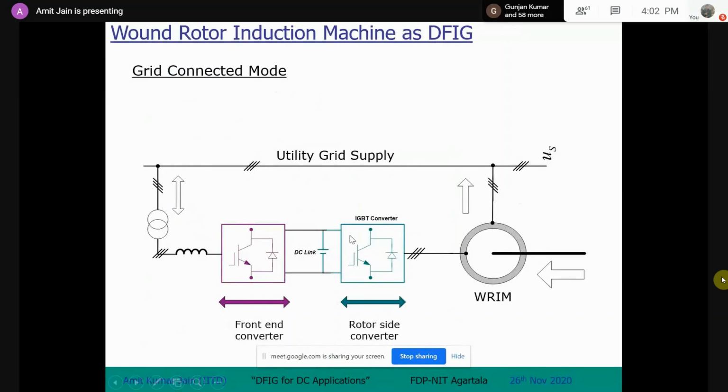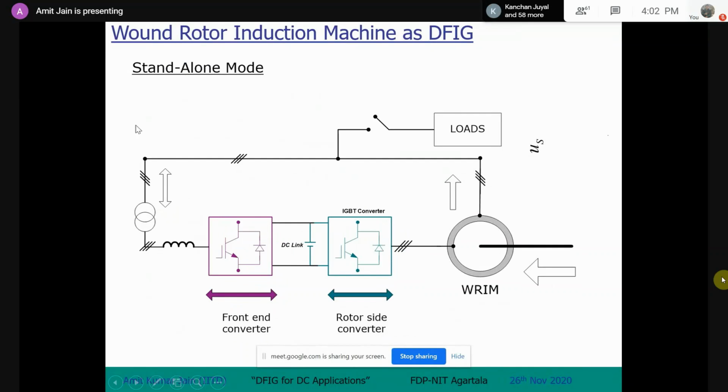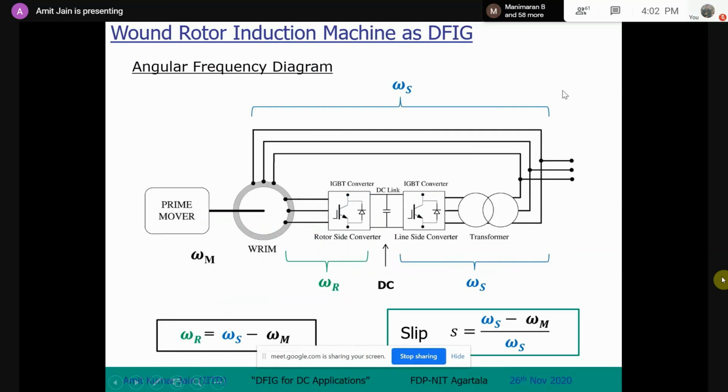So basically this was the conventional DFIG system. As I already told you, this is a conventional standalone DFIG, but still with the AC grid. Here no grid is there, but you are generating a three-phase AC system. But now what we have done, we are putting a diode rectifier here and connecting the DC to here. So basically, the system has become slightly different. So these are conventional DFIG.